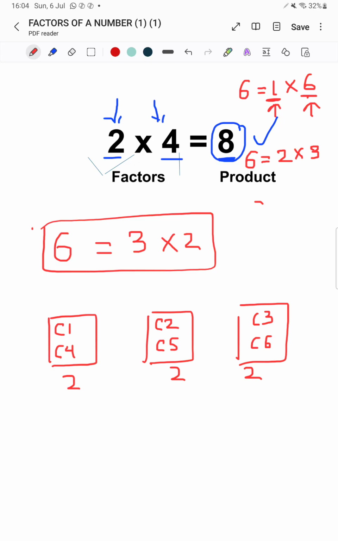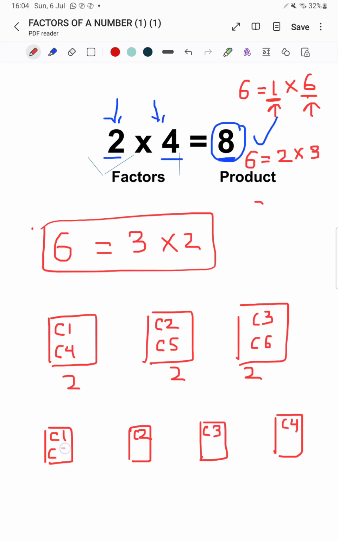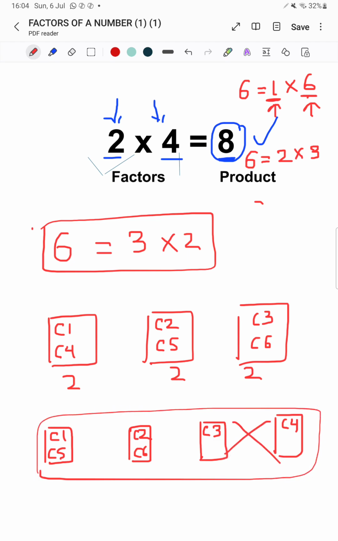Next case I am taking 4 plates. So plate 1, plate 2, plate 3 and plate 4. And I try to put the cookies, cookie 1, cookie 2, cookie 3, cookie 4, cookie 5, cookie 6. But I don't have more cookies. I am talking about the 6 cookies. So here we cannot get equal groups. So I cannot consider this multiplication sentence.